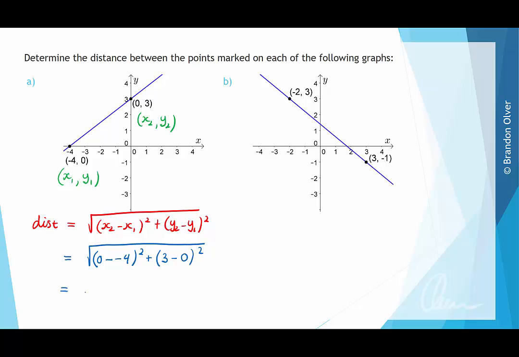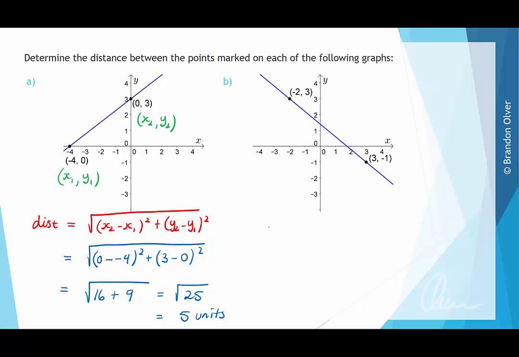Now if we evaluate that, we have 0 subtract negative 4 squared, which is 16, and then we have 3 subtract 0 squared, which gives plus 9. So all up, that is the square root of 25, which we know is 5 units in length.